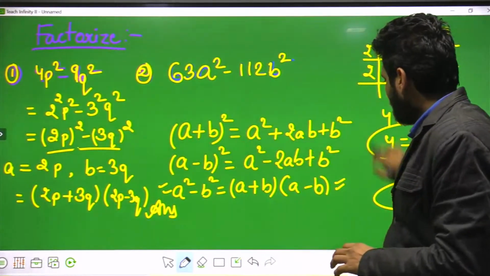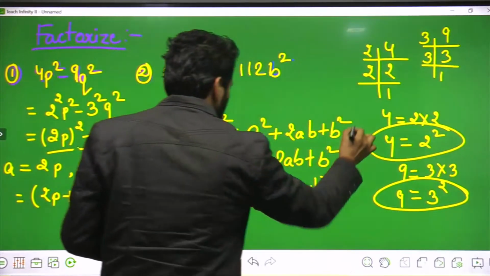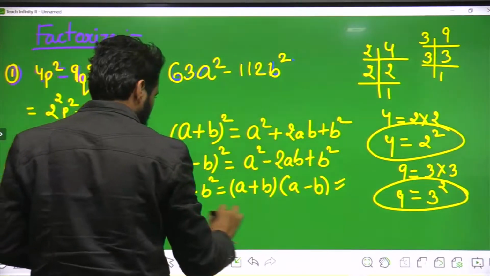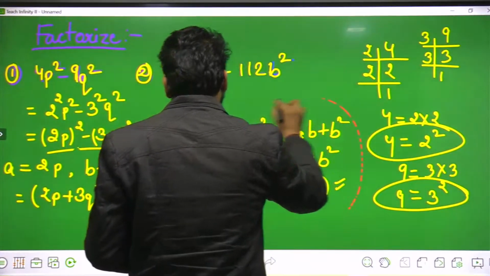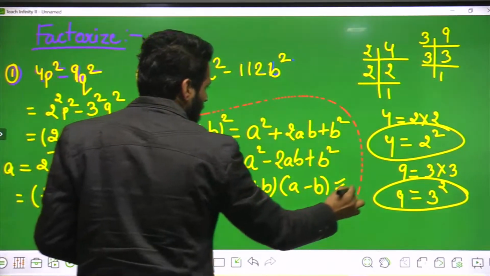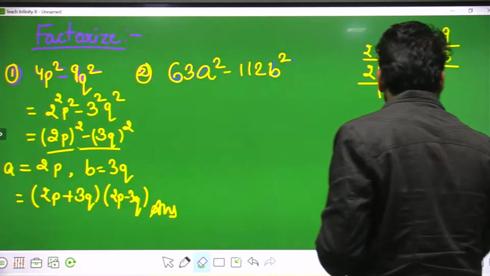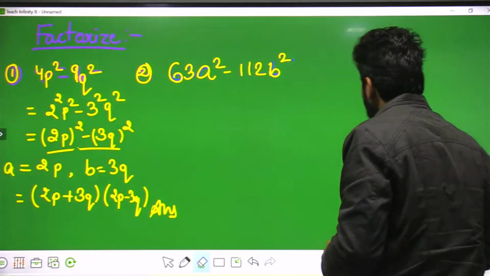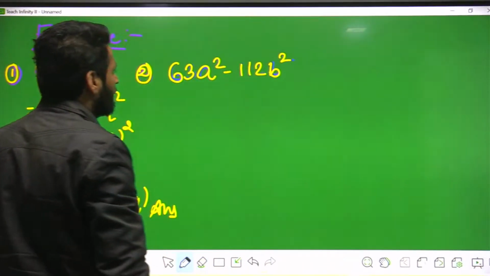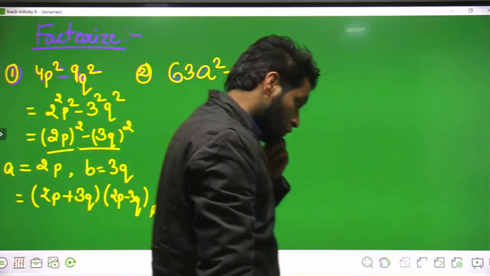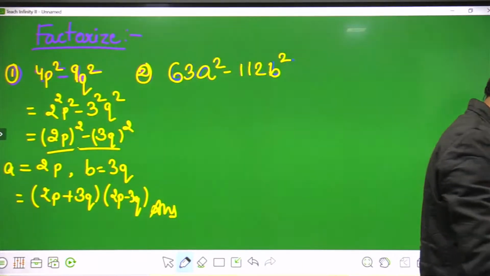First of all I will remove this, then I'll tell you how we can solve this other question. So now the question is 63 a square minus 112 b square. First of all let me check.